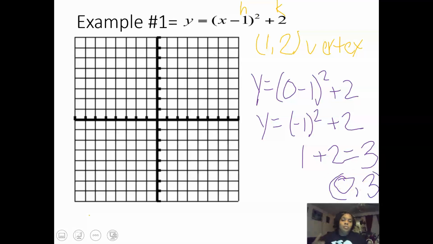So now I have 2 ordered pairs. So I'm going to graph my vertex first. So 1 and going up to 1, 2. And then I'm going to look back. And since there's nothing in front of the parentheses, I'm going to assume there's a 1 and it will be positive. So I know my graph is going to open upwards. The other point is 0, 3. So I'm going to go 0, 1, 2, 3.